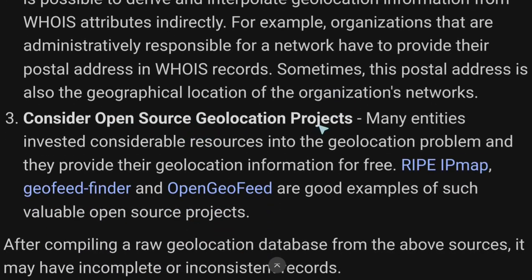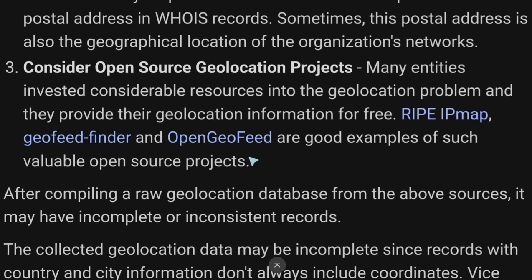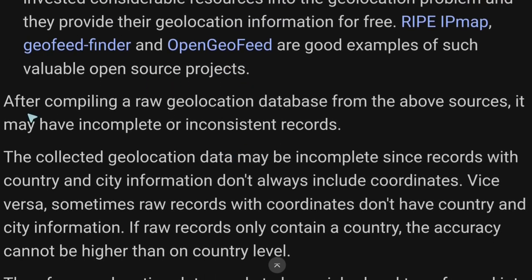3. Consider open source geolocation projects. Many entities invest considerable resources into the geolocation problem, and they provide their geolocation information for free. RIPE IP Map, GeoFeed Finder, and Open GeoFeed are good examples of such valuable open source projects. So we can see that we get geolocation from multiple places.